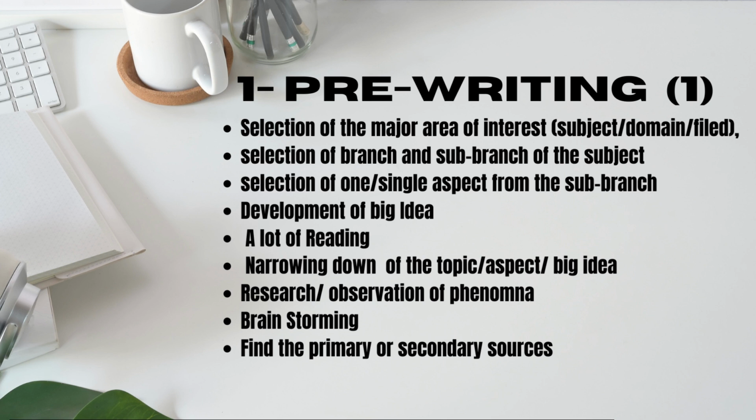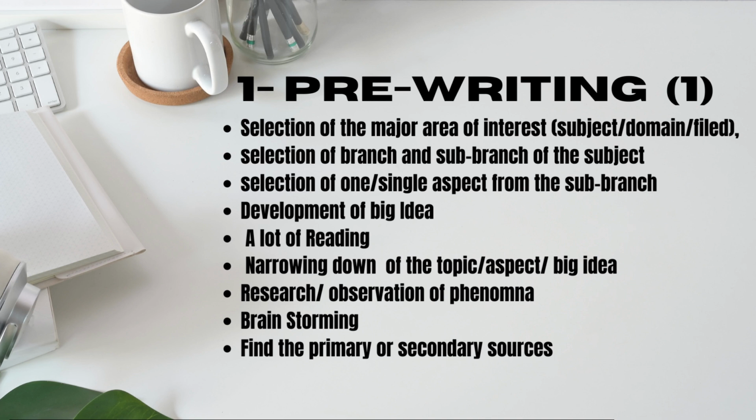After the selection of the sub-branch of your favorite subject or area, you have to select one author or one novel. Now you will choose one aspect of the novel you have chosen or one aspect of the relevant author. Now generate a big idea about this one selected aspect.